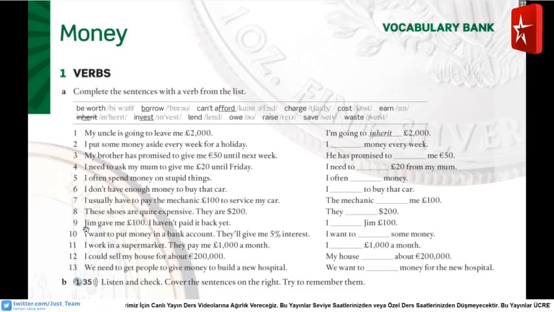Number 9. Jim gave me 100 pounds. I haven't paid it back yet. It means I got money from my friend Jim, 100 pounds, and I haven't paid it back. So which one should we use here?